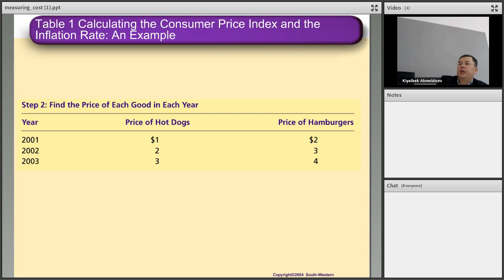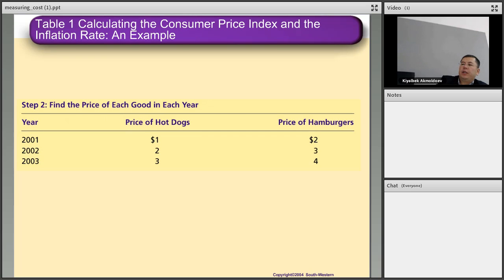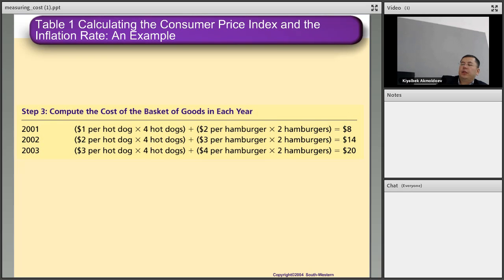Now we know the price, and what was the first step? We were consuming the quantity. 4 hot dogs we have and 2 hamburgers we have. This is how we fixed our basket, and then we found the price of the basket, and we calculate the cost of the basket in each year. So we have $1 per hot dog.